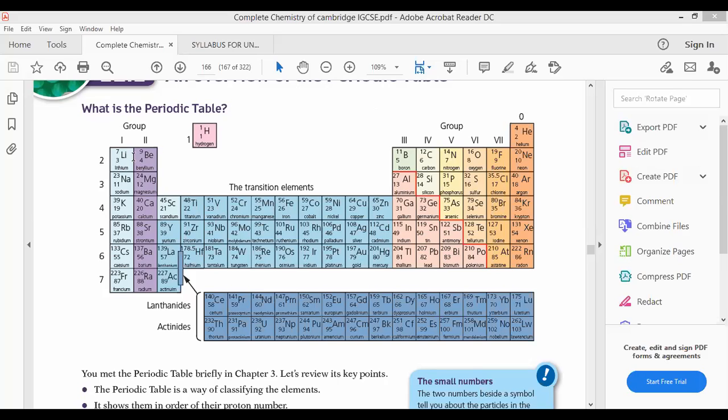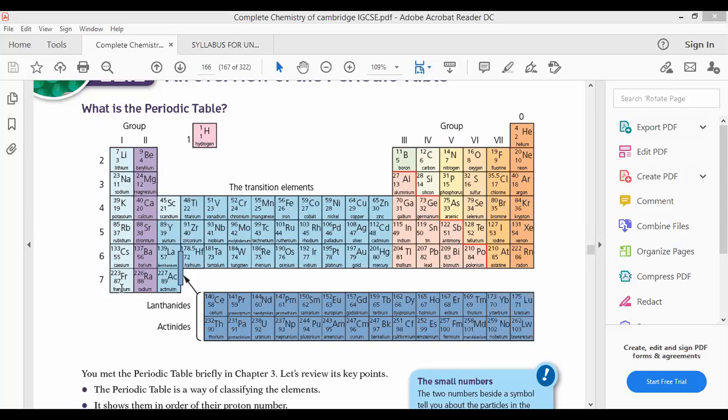Okay, common in group 1: 3, 11, 19, 37, 55, 87. When we go down from top to bottom, what happens with the atomic number? Increase or decrease? Increase. So now you understand how they arrange elements in the periodic table, by increasing their atomic number. Don't forget, by increasing their atomic number.